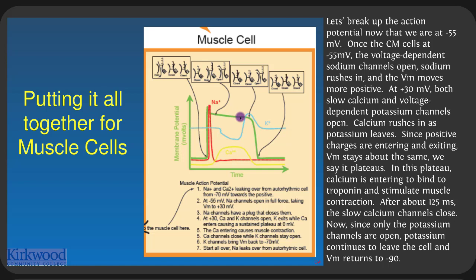In this plateau, when calcium is entering, it's binding to troponin and causing it to move aside so that the muscle can contract. After about 125, sometimes 180 milliseconds, depending on the source, the slow calcium channels close. Now the only ions that are flowing are the potassium ions. Potassium is leaving the cell, and that's repolarizing the cell, which returns us back to rest. When we're in rest, all 3 channels are closed, and we're waiting for sodium and calcium to come over from an adjacent cell again to activate the voltage-dependent sodium channels.